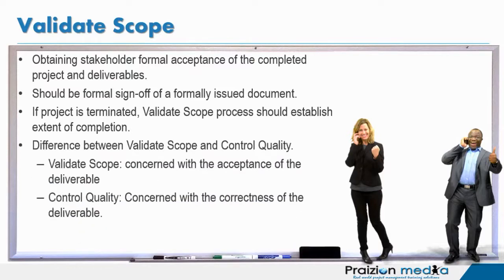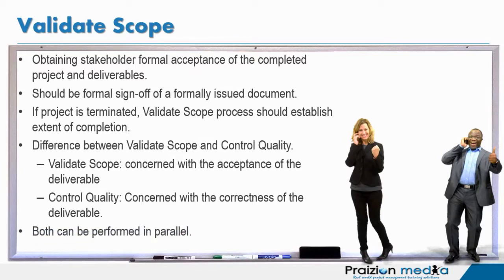There's a difference between validate scope and control quality. Validate scope is concerned with the acceptance of a deliverable. Control quality is concerned with the correctness of the deliverable. So if the deliverable is not deemed fit for use and correct, there should not be any validate scope until the deliverable has been found to be correct and presentable in the eyes of the performing organization carrying out the work.